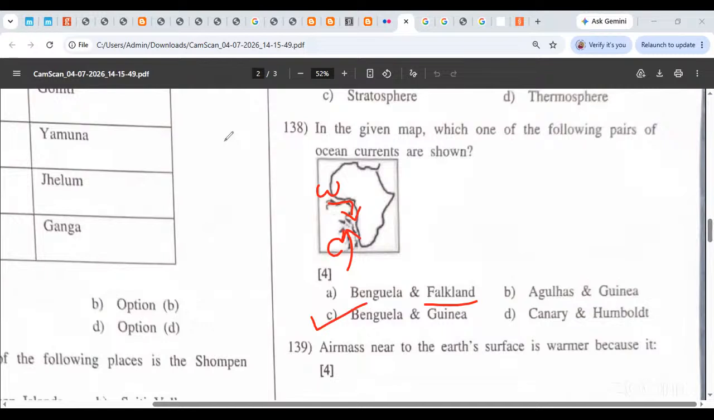Benguela is the cold current that is moving upwards in the northern direction, and Guinea is the current that is moving southwards in the downward direction. Now these two, one is warm, one is cold, obviously. So when they meet over here, they form a nice thermal front, and that will affect the weather in that region. Plus, the mixing of the warm and cold currents is also responsible for very rich fishing grounds.